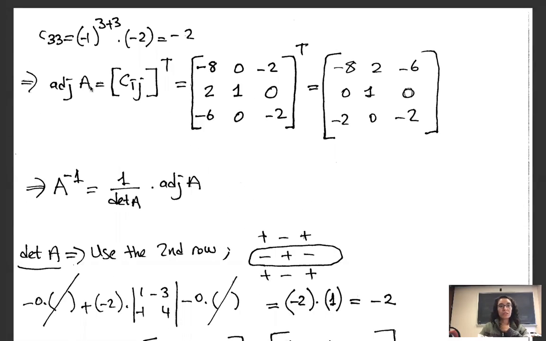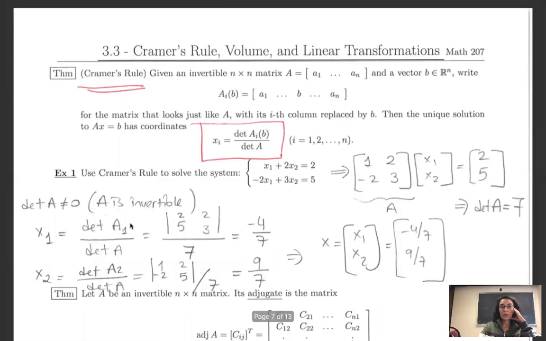For example, here, normally the cofactor matrix will be found like that, but the adjugate will be the transpose of this matrix. So you need to find the transpose of this, which will be this last matrix. And this is the adjugate matrix. Still, I'm not done. In order to find the inverse of A, I have to divide this adjugate by the determinant of A. How will I find the determinant of A?